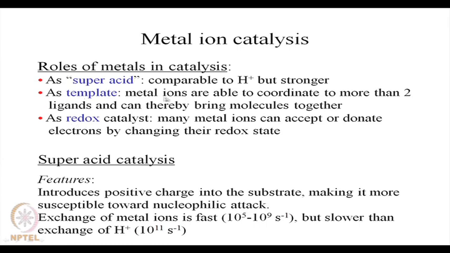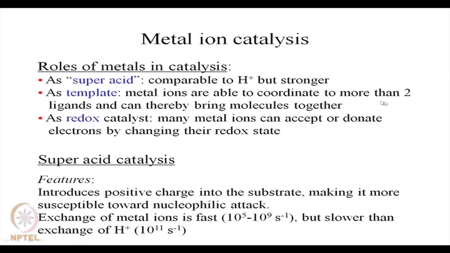A metal ion as template: metal ions are able to coordinate to more than 2 ligands and can thereby bring molecules together. Proximity is very important when you want to bring 2 molecules together. If an entity has the option to bind, maybe by electrostatic interaction or hydrogen bond or whatever, 2 entities, then these 2 entities come close to each other for a facile reaction. That is why metal ions are able to coordinate to more than 2 ligands and can thereby bring molecules together.